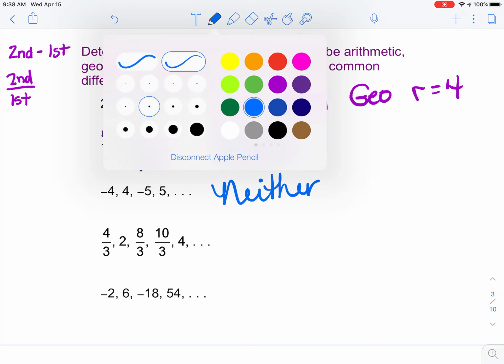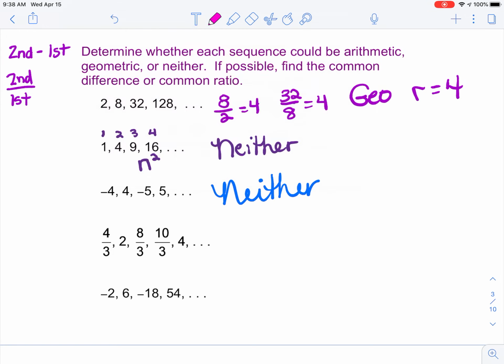All right, here's a fun one. Fractions, you all love fractions. So to tell whether it's arithmetic, I'm going to subtract 2 minus 4/3. I got to have a common denominator. So my common denominator is going to be 3. So that's going to give me 6/3 minus 4/3. I get 2/3. Now I'm going to take the third minus the second.